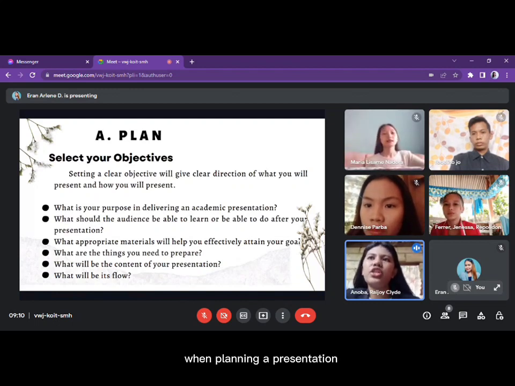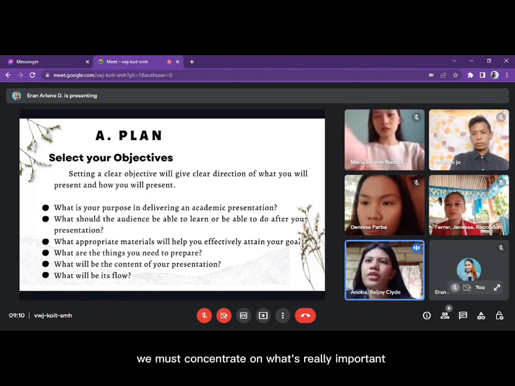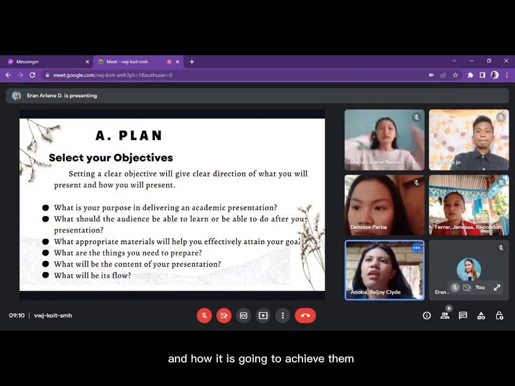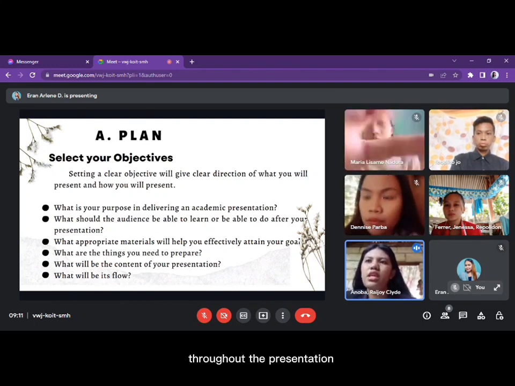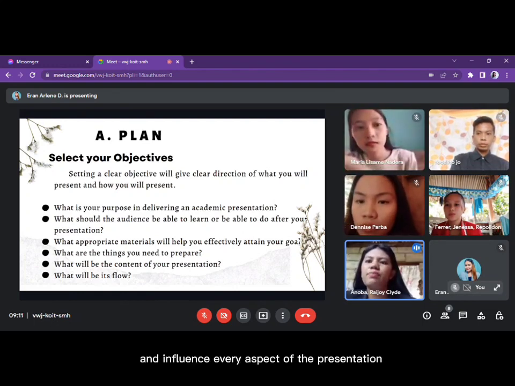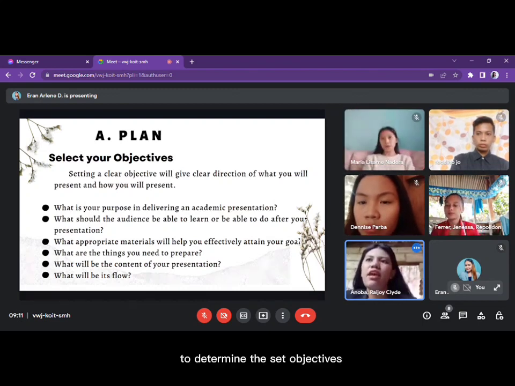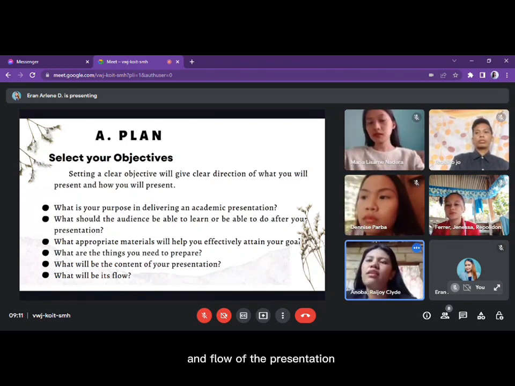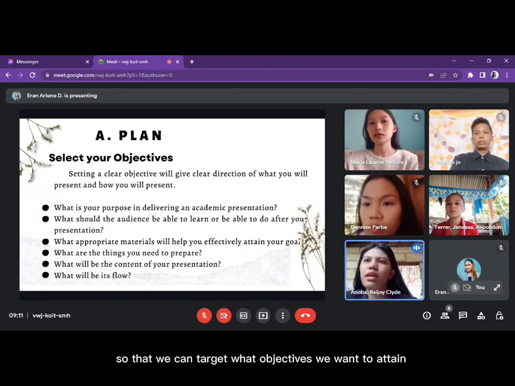When planning a presentation, first and foremost, we must concentrate on what's really important. Establish the objectives and how it is going to achieve them. All the emphasis should be placed on these objectives throughout the presentation and influence every aspect of the presentation. To determine the set objectives, decide what the audience must know and the flow of the presentation. Consider the suggestions of the respective audience so that we can target what objectives we want to attain.